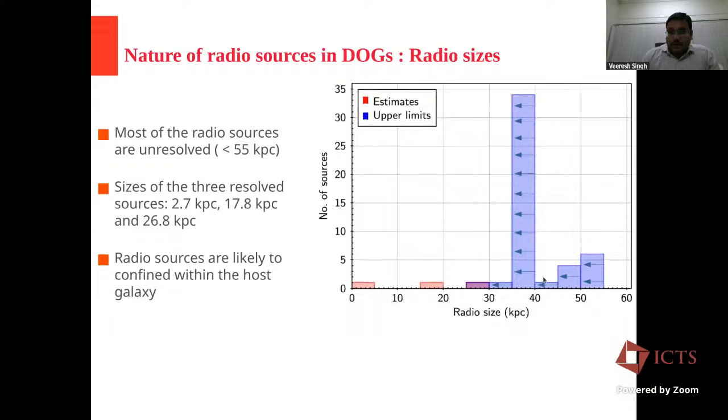And these sources are also mostly unresolved. In a few cases we could resolve them, and their typical size is something like a few kiloparsec or 10 to 20 kiloparsec. But for most of the sources we could barely set an upper limit on their sizes.